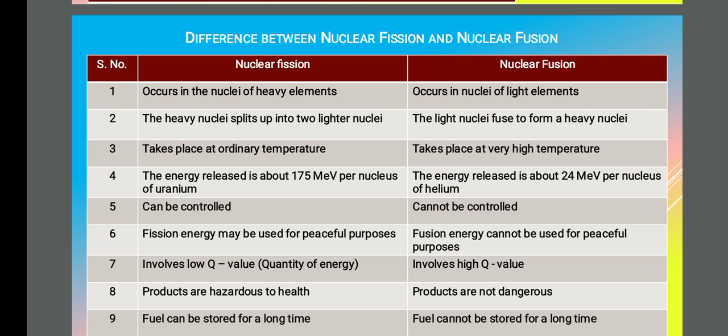Then the products of fission are said to be hazardous. Here the products are not hazardous. And the last one, fission fuel can be stored for long time. Here the fuel cannot be stored for long time.